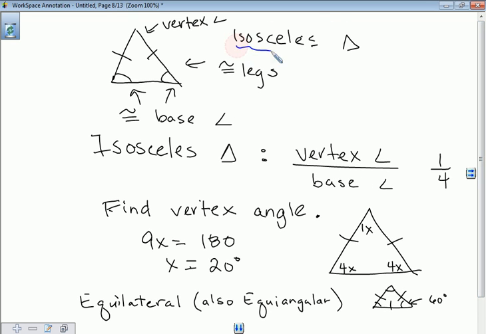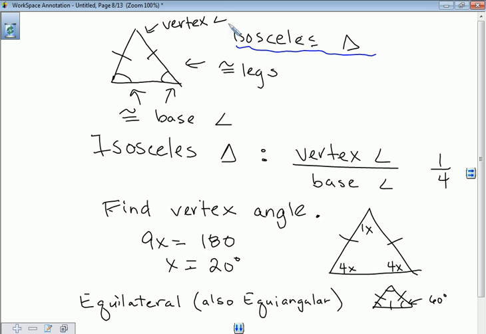Isosceles triangles. What do we know about isosceles triangles? They have 2 congruent legs, and their base angles are congruent. What's the name of the other angle? The vertex angle.